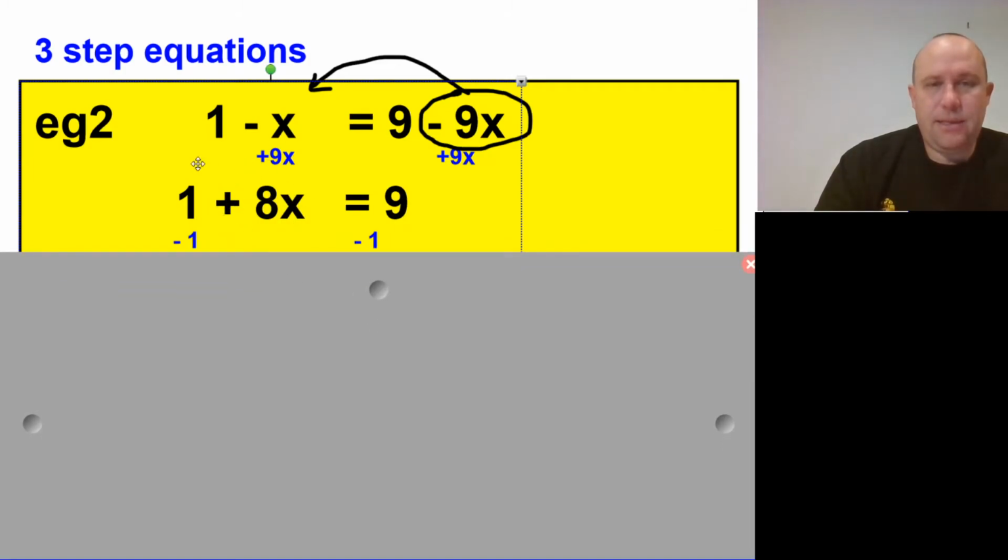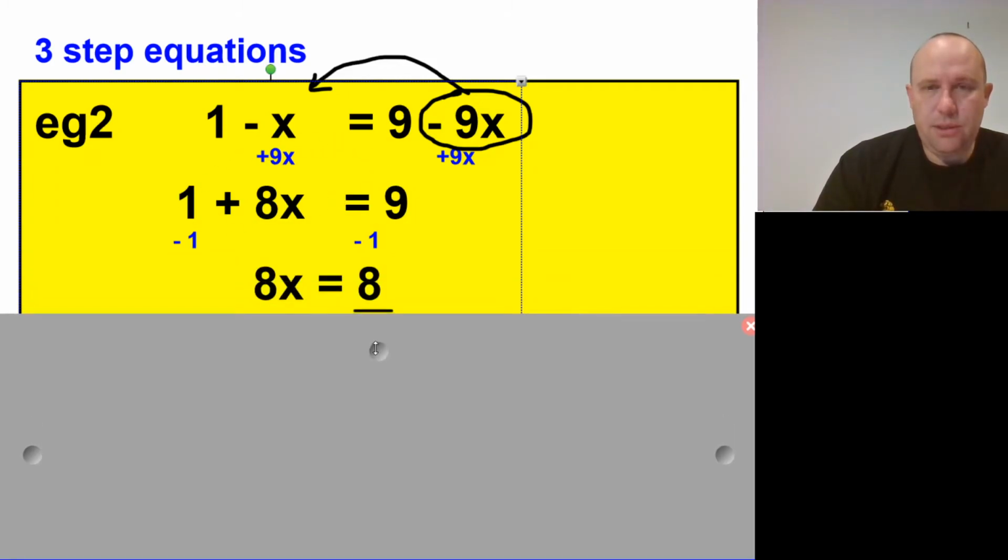Now I've got my 8x, I want to move terms away from the 8x. So move the 1 to the other side. So as it's a positive 1, you can subtract 1.